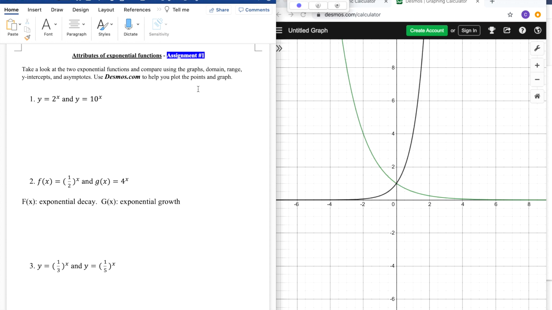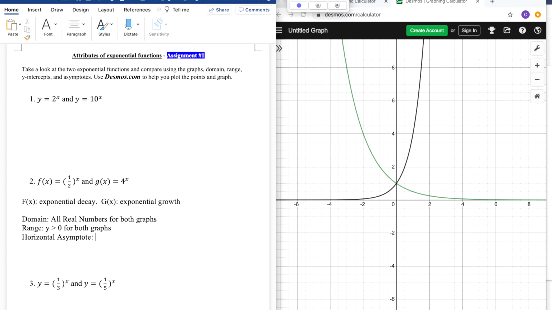Now look at the instructions. They want us to compare the domain. Domain is left and right. So if you look at the left and right of both graphs, they continue on to infinity. So domain is all real numbers for both graphs. Range. Range is up and down. If I look going up with the graph, it continues on. If I go down with the graph, it stops. It doesn't go into the negatives. If you refer back to the notes in the first page, your range is y is greater than 0 for both graphs.